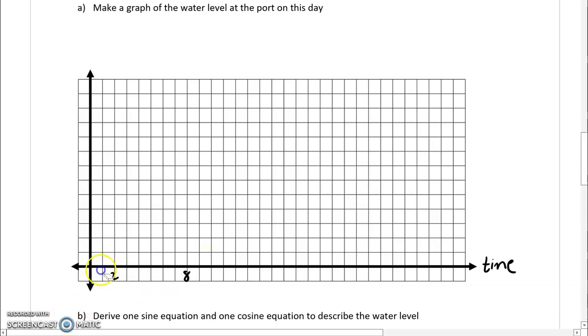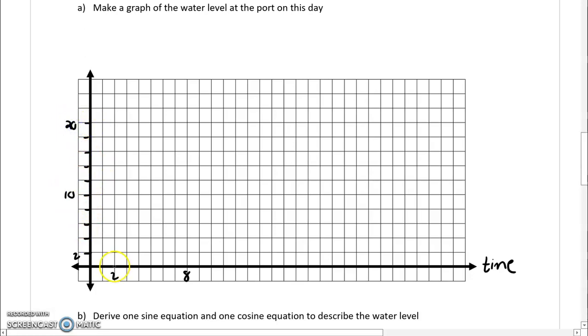And let's take a look here. We'll add some more to that in a moment, but then we have 20 meters. So I probably have to go up by twos. 2, 4, 6, 8, 10, 12, 14, 16, 18, 20.